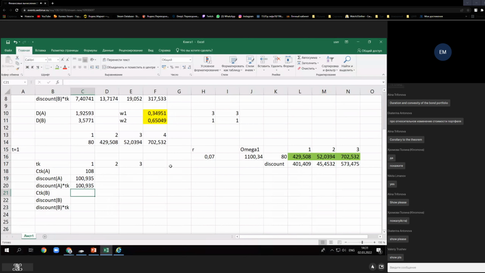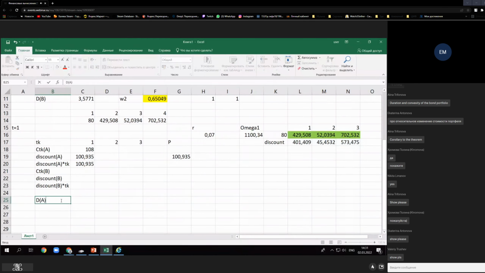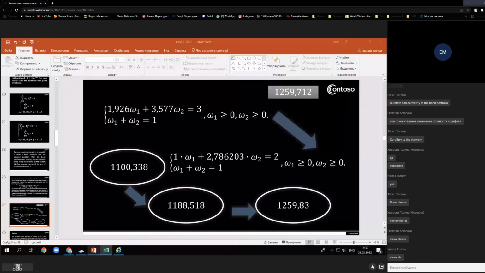To find the current price in 1 year, you should summarize all discounted cash flows. And to find the duration of the bond, you should multiply the discounted cash flow by k and divide by the current price. For the first bond, of course, it will be 1. It will always be equal to the time to maturity in case you have one future payment. As you can see here, 1.